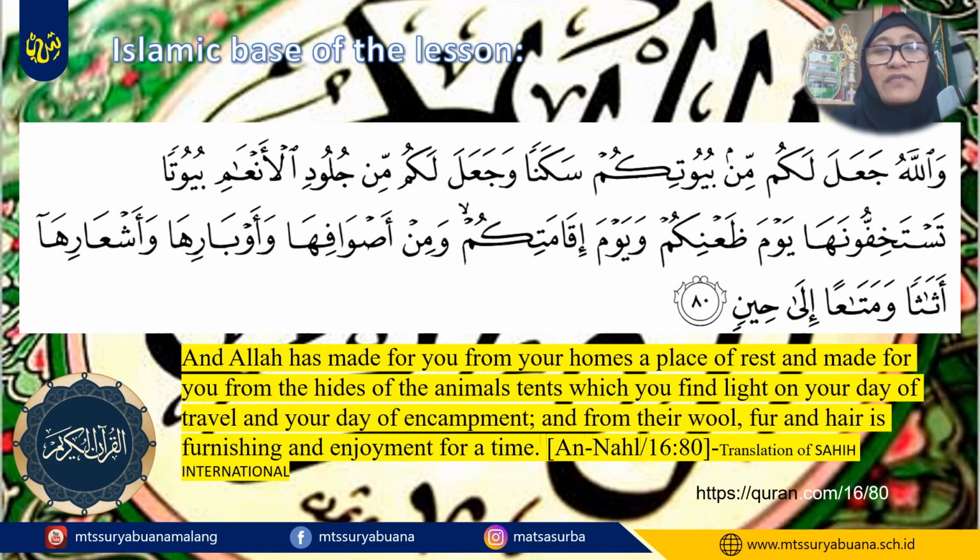The Islamic base of this lesson is Surat An-Nahl or Surah 16 verse 80.